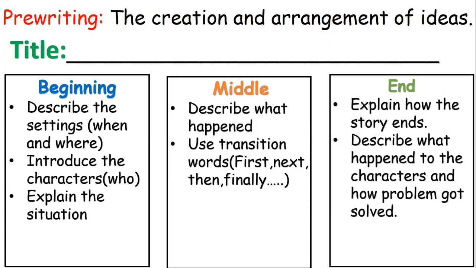Okay, so we said we have to write at the beginning some words or some sentences maybe, to describe the settings, to know where and when the story happened. And you have to introduce the characters, who is the character, and explain the situation. And we said that in the middle we have to describe what happened, and you have to use transition words. That means first, next, then, and finally. At the end we have to explain how the story ends, to describe what happened to the characters and how the problem got solved. Got it? Okay, let's go on.